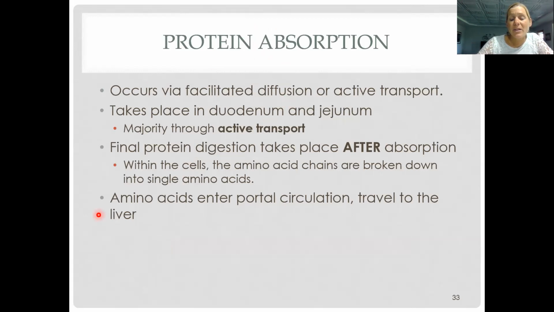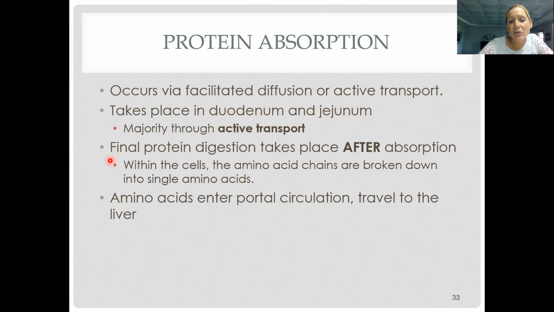Process of protein absorption. As I mentioned, there's 20 different types of beads, so very diverse in nature, especially when we compare that to sugar, which only had 3 different types of monosaccharides, and proteins have 20 different types. So we'll use both facilitated diffusion and active transport depending on what type of amino acid you have. Most of them are going to use active transport. And most of it will take place again in the small intestines, duodenum and jejunum.